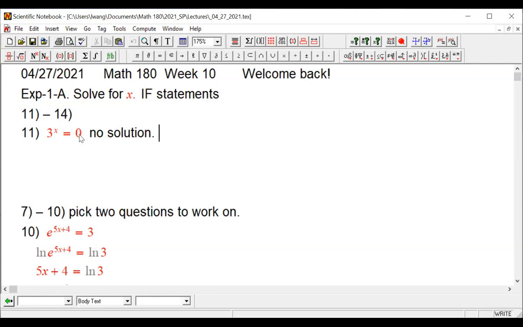No solution means that if you want the output to be 0 for that function, it's never going to happen. There's no input to make that output, no solution. And you can even attach a reason, because 3 to the power of x is larger than 0. You see the range, right? Telling us it's impossible for any real number x.